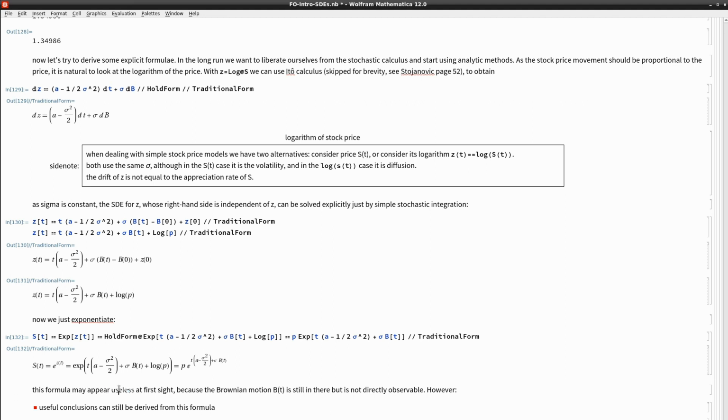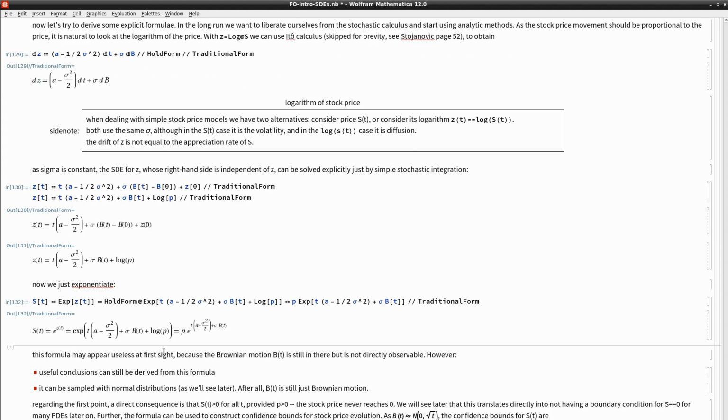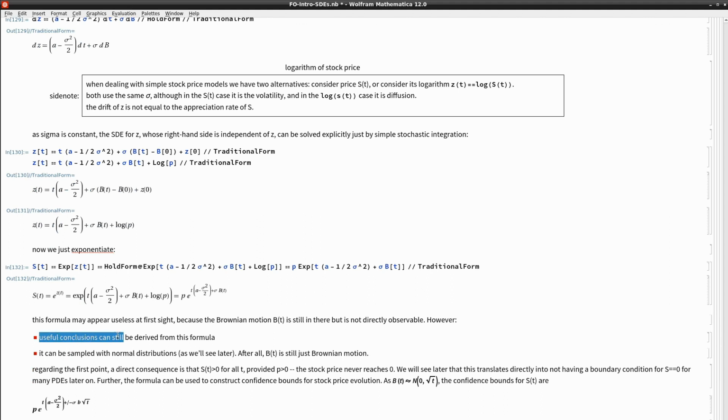And due to the fact that we have B of t up here in the exponent, this may appear useless at first sight, right? Note that everything else here is deterministic. We have a starting value, we let t run over time in a deterministic way, we have a fixed appreciation rate, we have a fixed standard deviation. All this is deterministic, but we still have B of t in it. And what are we going to do with the Brownian motion term? This may appear useless at first sight because B of t is still in there and is not directly observable, right? We cannot observe B of t in the market, but it's still useful for conclusions that we can derive from this formula, and we're going to do this in a moment.